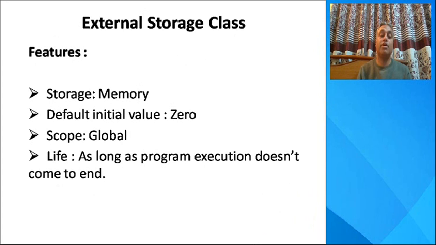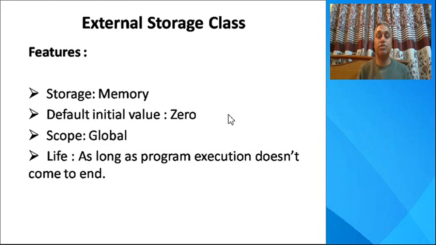Now coming to the fourth and the last type of the storage class, that is the external storage class. In the external storage class, the characteristics of the variable are: first one is storage. The value is stored in memory. The default initial value of the external storage class is also 0, the same as the static variable. The scope is global. This is different from the rest of the three classes of storage. Global means the variable is declared before main.